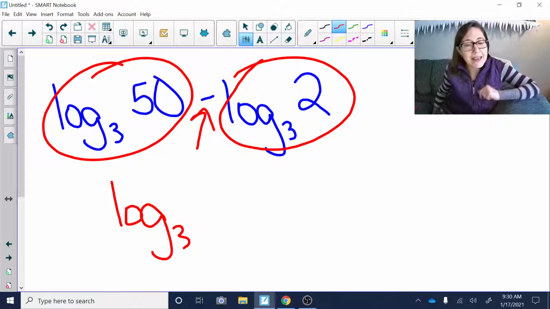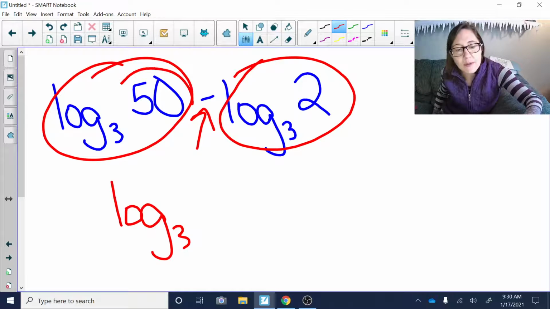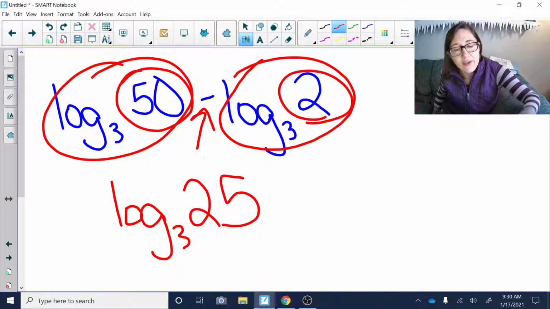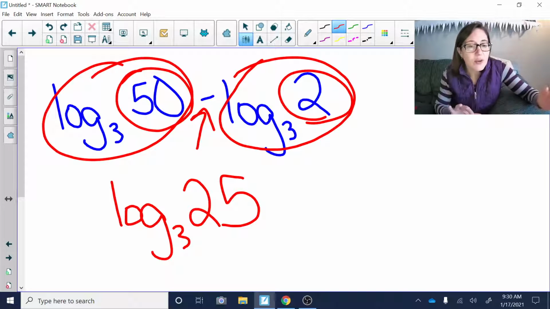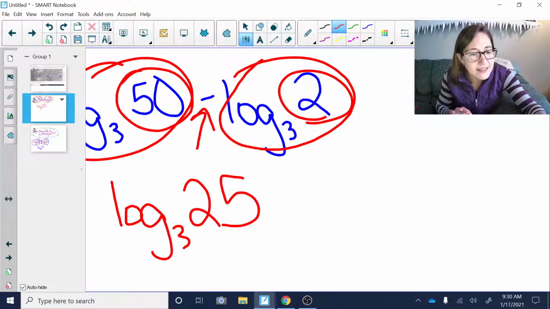So I'm keeping that same base. And quotient means I need to divide. So 50 divided by 2 would be 25. So I've divided those. That's the quotient rule in effect. So, all right, let's see what our next rule says.